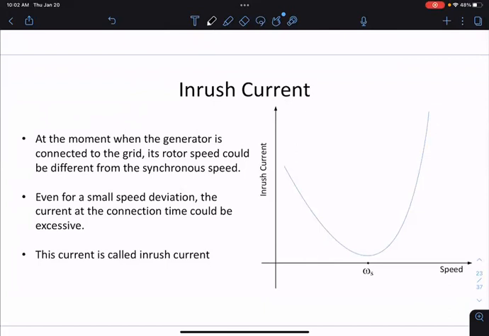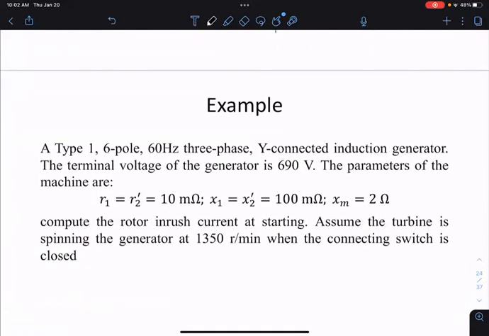Okay. So let's do an example to see how large these currents are. This is the exact same setup as before, and all these numbers are exactly the same as the example we just saw. We're assuming this turbine is spinning faster. Before, it had a rotation rate of 1250. Now let's say it's spinning at 1350 rotations per minute, then it gets connected to the grid. Let's see what happens to the current.